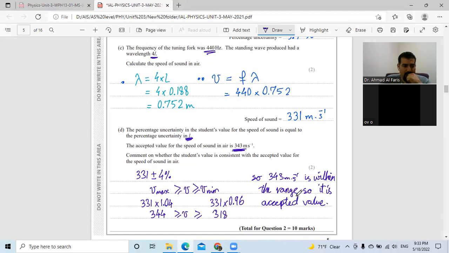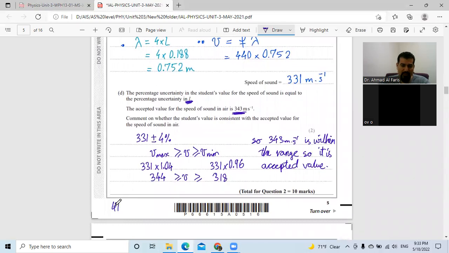Okay. What do we mean by 4%? This is math. When we say 4%, it means 100% plus 4%, or 100% minus 4%. So you can find 331 times the 4%, then add it to the value 331 or subtract it. I did the same thing here. You know how to do it in math. Okay, you are welcome.